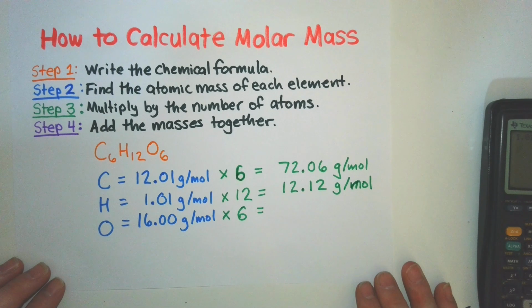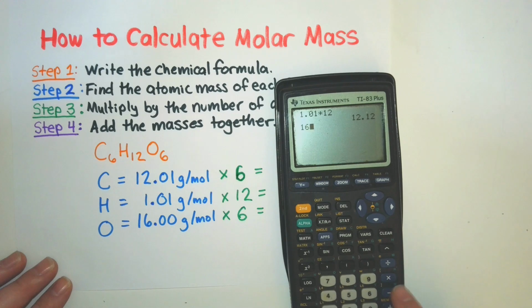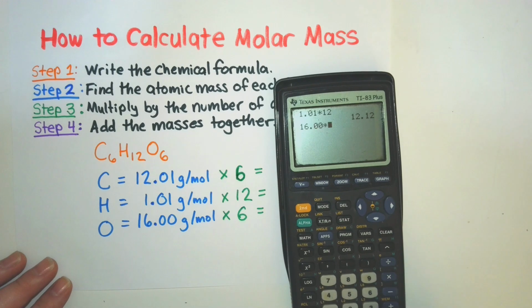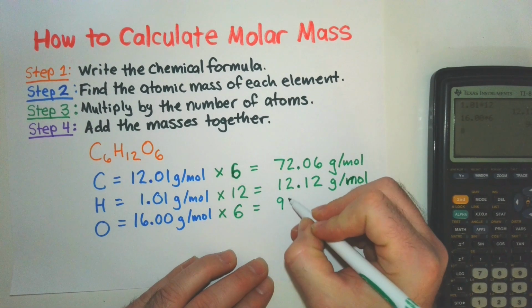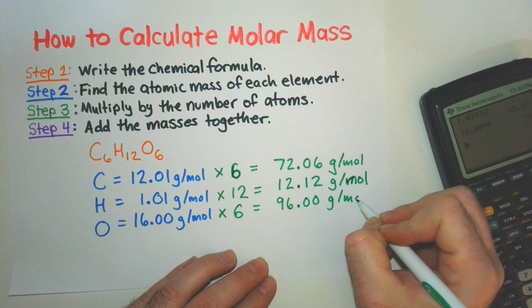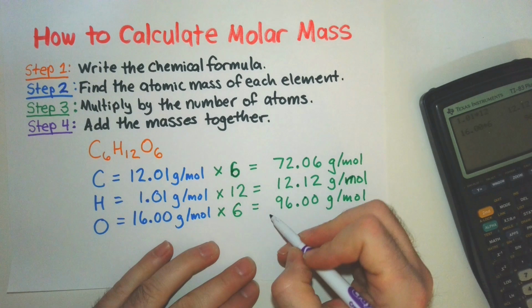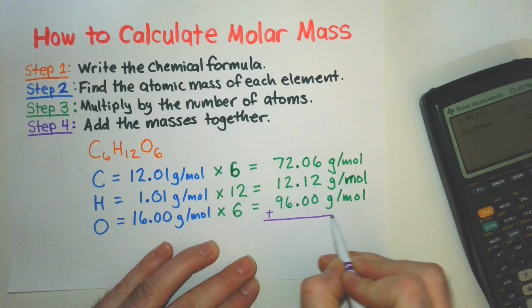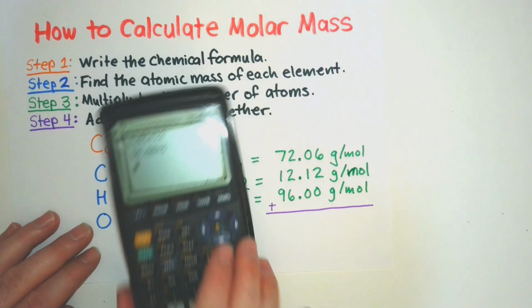And for our oxygen, we're just going to do our 16 times our 6, and that gives us 96, in terms of grams per mole. Finally, what we need to do next is add all the masses together. All right, so we're just going to add all those numbers together and let's see what we get.